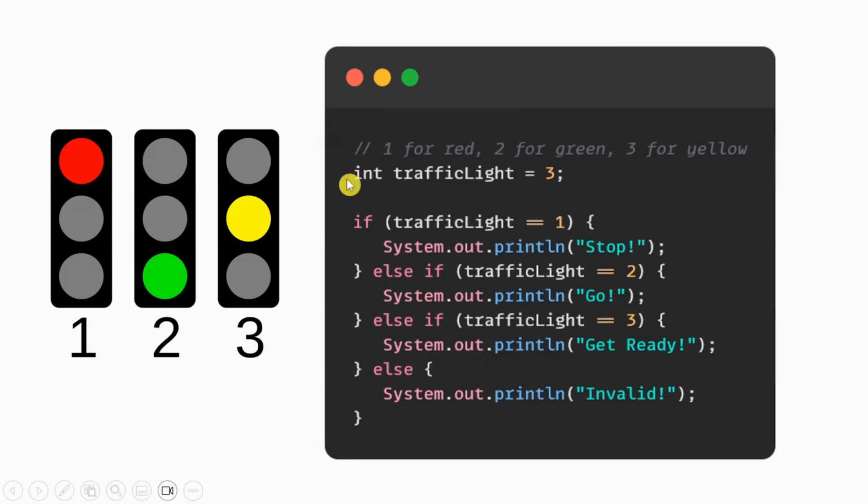Now let's go through this one by one. First, as usual, I initialize a variable trafficLight with the data type integer. I assign the value 3 to that variable. So in this case, I know that my traffic light is yellow. And then I move on to create my conditional statement using the if, else if, and also else.